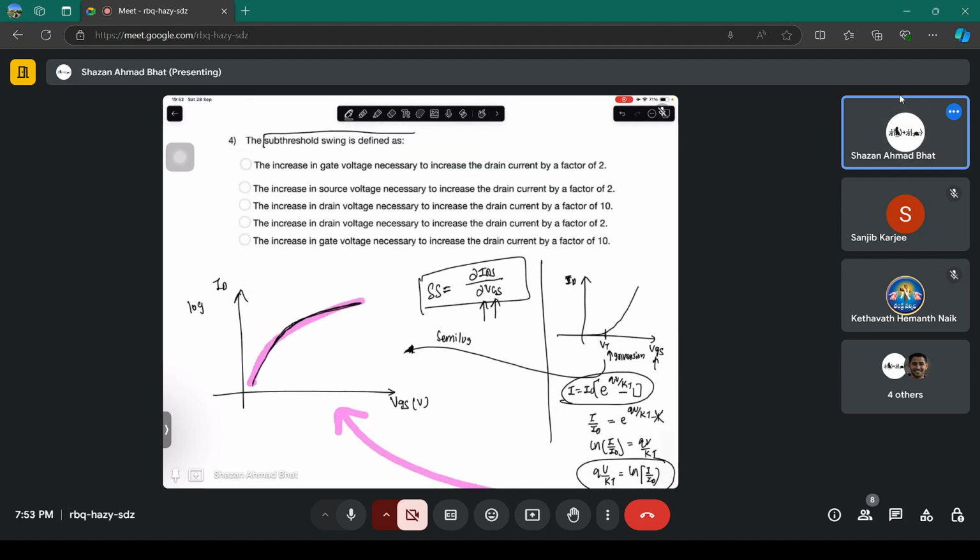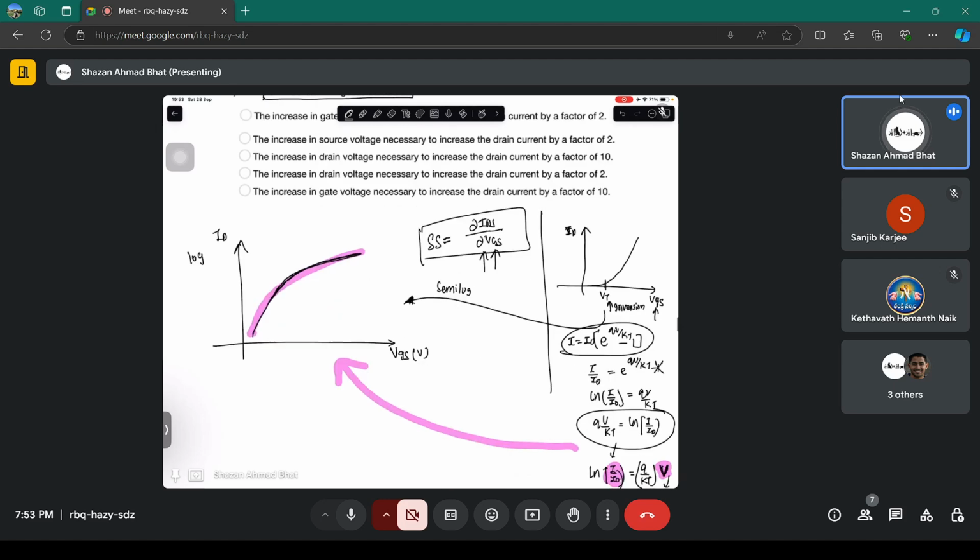Subthreshold swing is defined as: the increase in the gate voltage necessary to increase the drain current by a factor of 2, the increase in the source voltage necessary to increase the drain current by a factor of 2, the increase in the drain voltage necessary to increase the drain current by a factor of 2, or the increase in the gate voltage necessary to increase the drain current by a factor of 10. I think this should be the answer to this question.